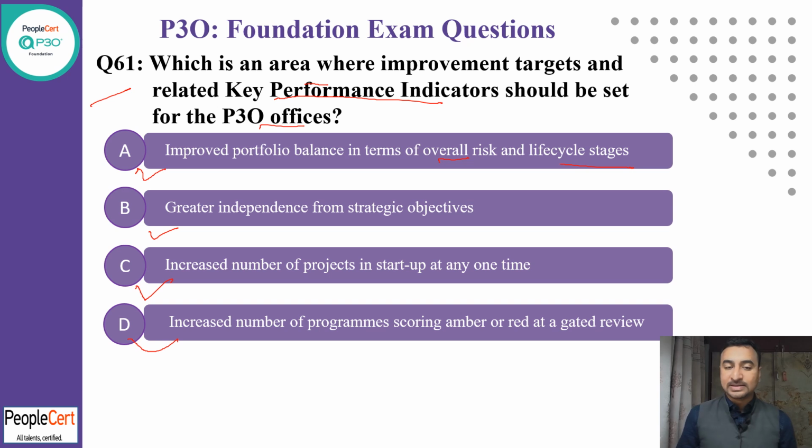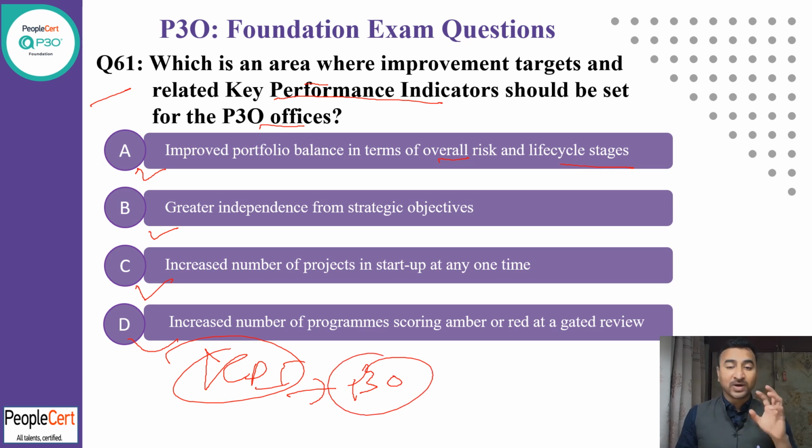Now try to read this particular question where the key performance indicator you are going to set for the P3O. You are not going to set the key performance indicator for individual projects or a program, so you have to think from that point of view. Greater independence from the strategic objective is not a KPI, it's not measurable, it's a very subjective term. Increase the number of projects in startup at any one time is again not giving value for the organization. And increased number of programs scoring amber and red at a gated review is a danger thing. It is negative, a disbenefit. So you can reject these three options.